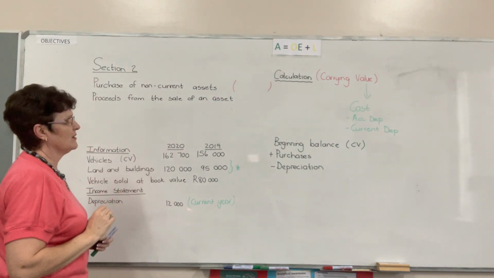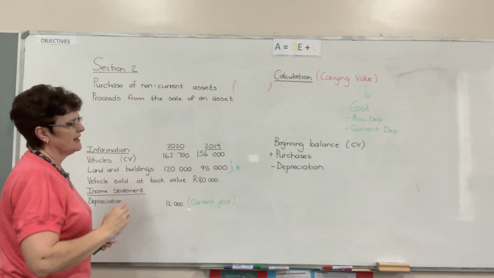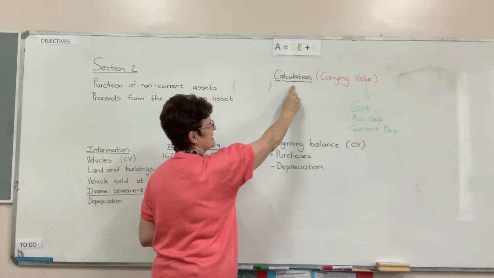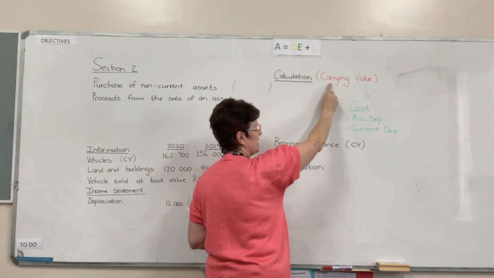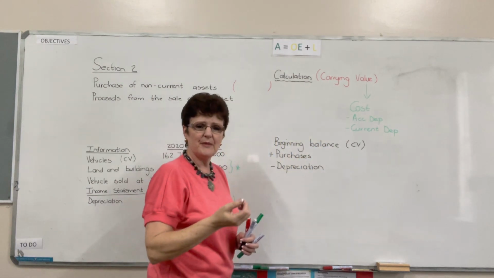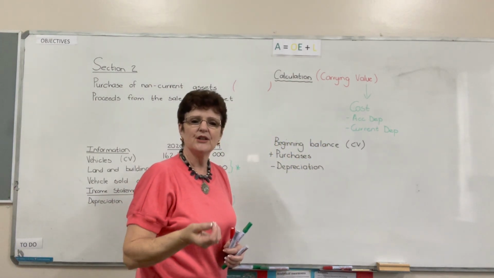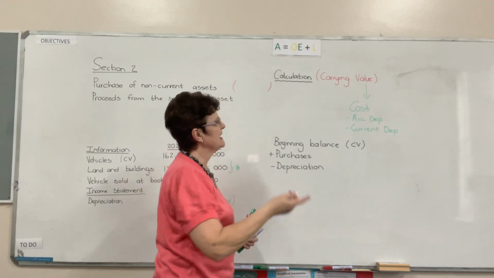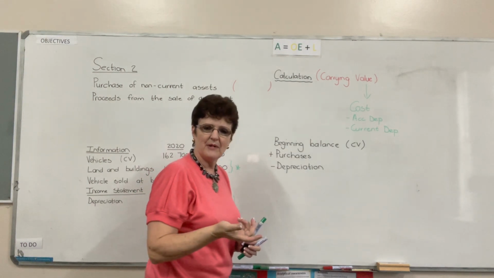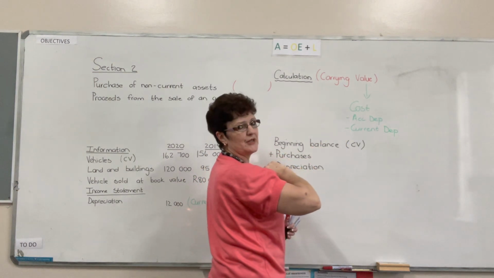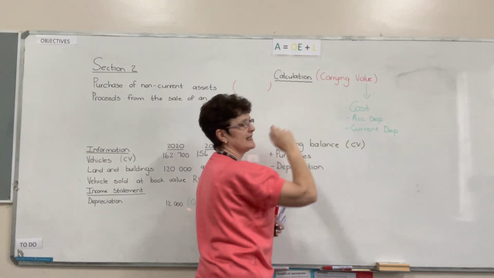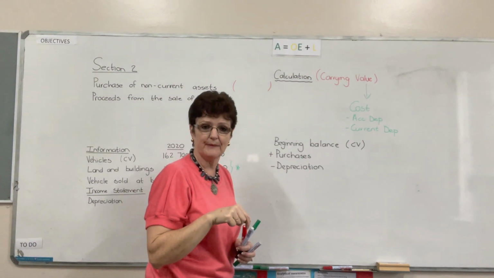Right, let's look at our calculation. It is extremely important that you remember that when we do the calculation, it must be at carrying value. If the information is given to you at cost, you have to calculate the carrying value. A reminder, carrying value is cost minus accumulated depreciation of the past minus the current depreciation of this year.